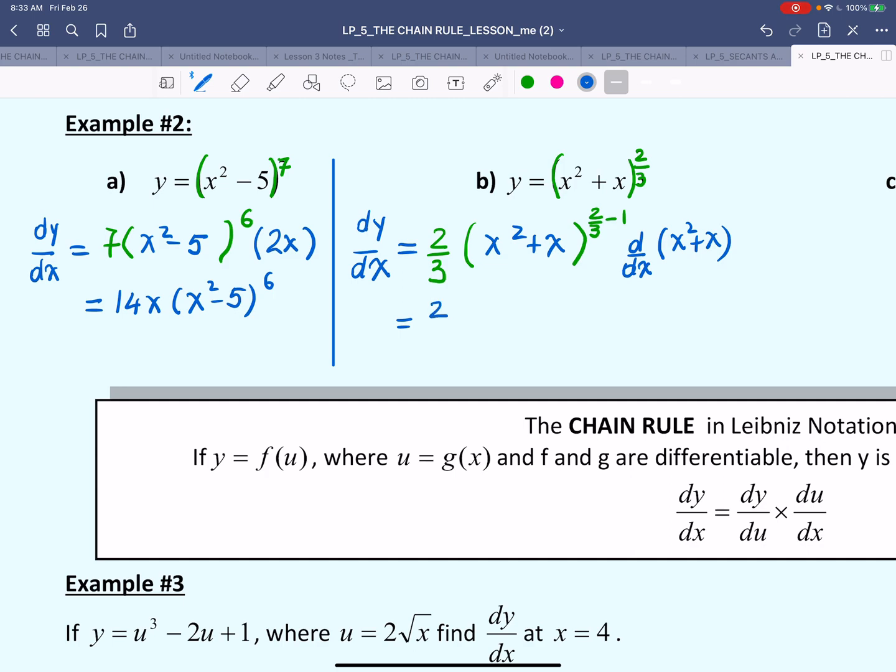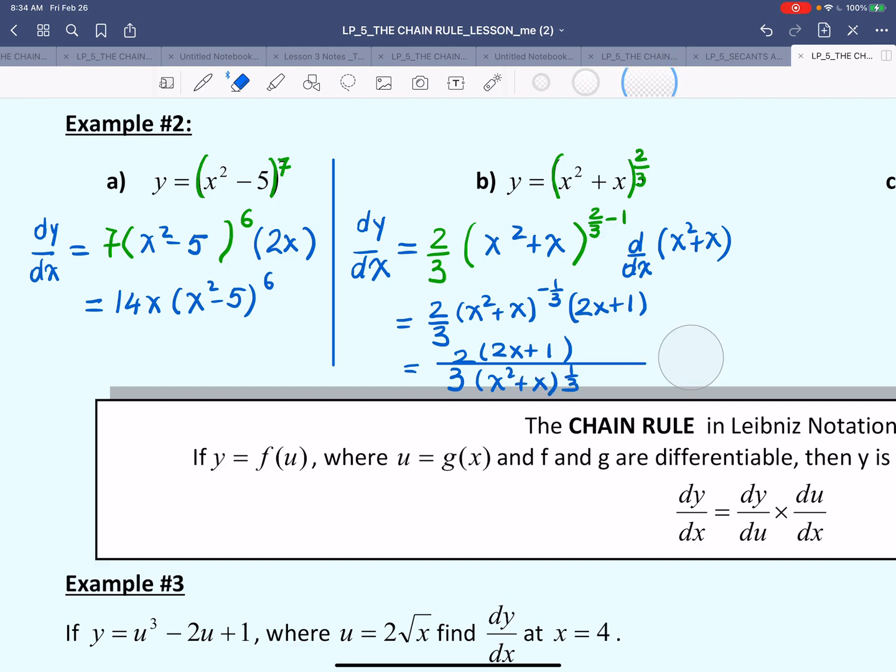So this would equal 2 over 3 (x squared plus x) to the power of 2 over 3 minus 1, which is 2 over 3 minus 3 over 3. So that's negative 1 over 3. And the derivative of x squared plus x is 2x plus 1. In a better form, now we can write the function as 2. We can bring 2x plus 1 closer here. Down in the denominator, we have 3 (x squared plus x) to the power of 1 over 3, with positive exponents.